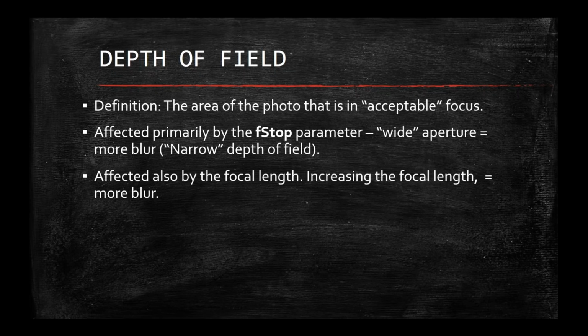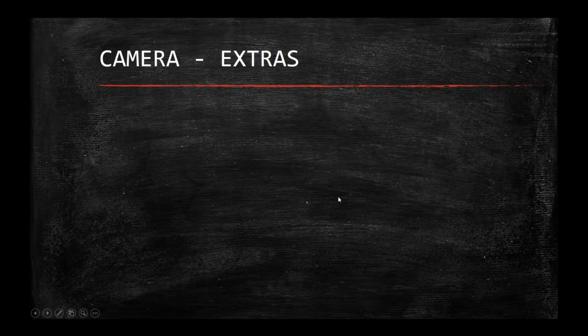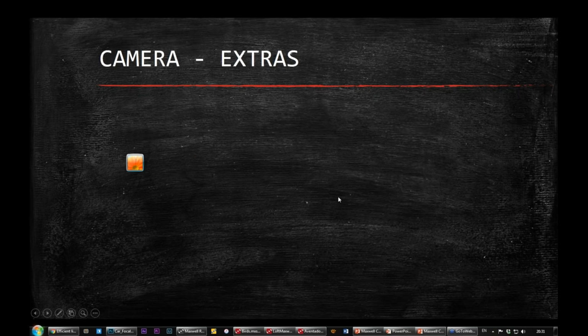What makes it a little bit more complex to understand is that it's also affected by the focal length, and I'm going to try to show you why that happens. When you increase the focal length, you're actually also going to get much blurrier parts of your render. So it's going to have an increasing effect on the blur in your render as you increase the focal length. And let me just show you that now in these renders.